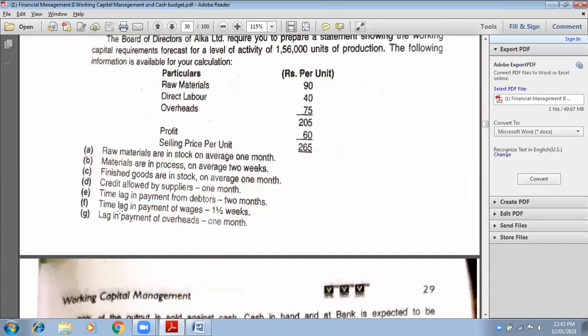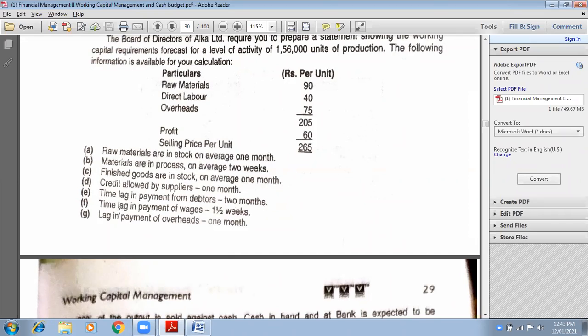It is already given, no need to convert. The period is already given, 1.5 weeks. You can write 1.5. Half means 0.5, and 1 is already given, so 0.5 plus 1 is 1.5. 3000 into 1.5 into rate.